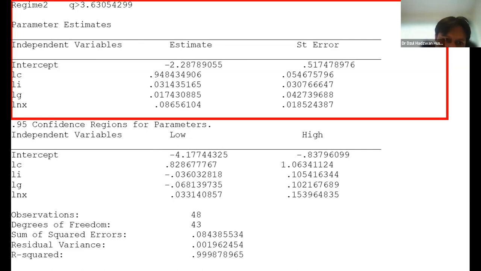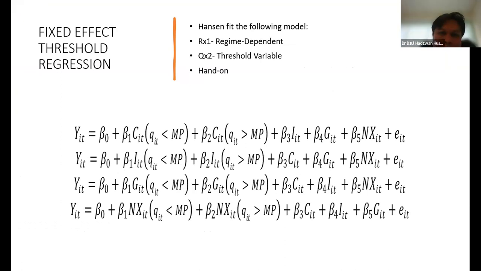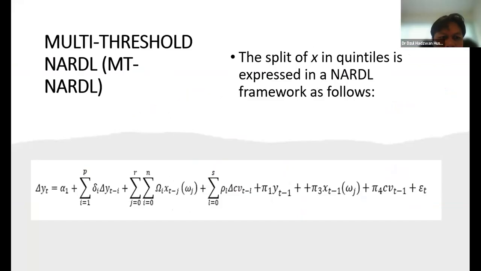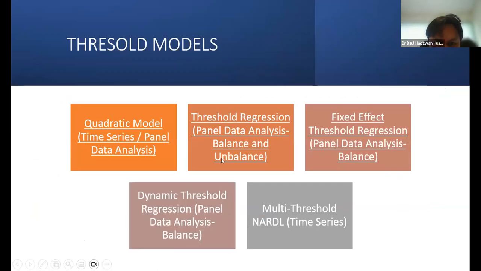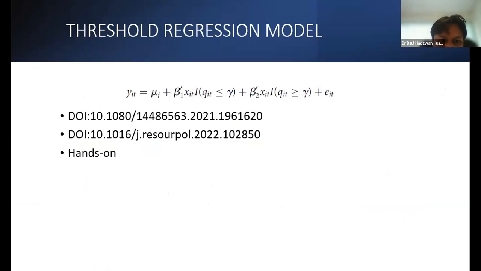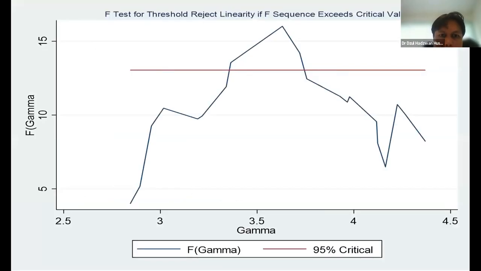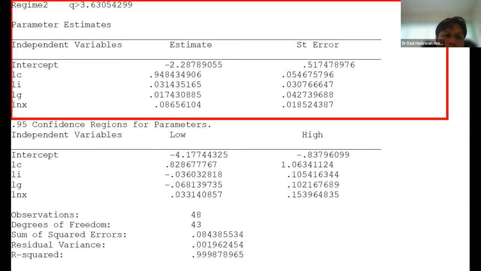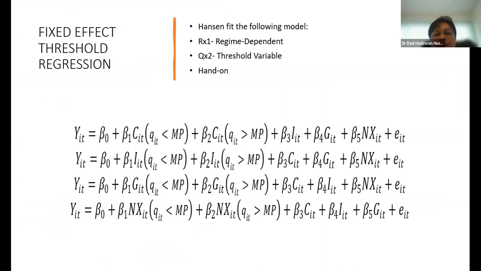The threshold analysis regression. So now we go for this. Now I want to tell you what is the difference between threshold regression, the general threshold regression, and fixed effect threshold regression. If we use the threshold regression like we have done here, we actually split our observation into two, regime one and regime two. But if we use this fixed effect threshold regression, no need for us to split our regression, because in this technique, we just want to know how the threshold effect affects only one variable. That one variable we call regime dependent.